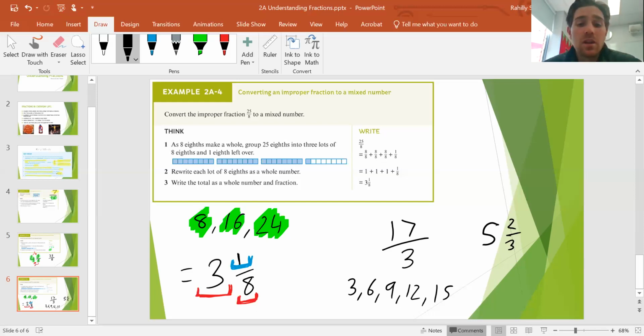Okay. Now, the good thing about improper fractions and mixed numbers is you can work backwards to check if your answer is correct. We've just converted an improper fraction to a mixed number. You can use the same strategy to check your answer. If we go back to converting a mixed number to an improper fraction, you go 5 times 3, which is 15, plus the 2, equals 17 over 3. So that's a way you can double check that your answer is correct.